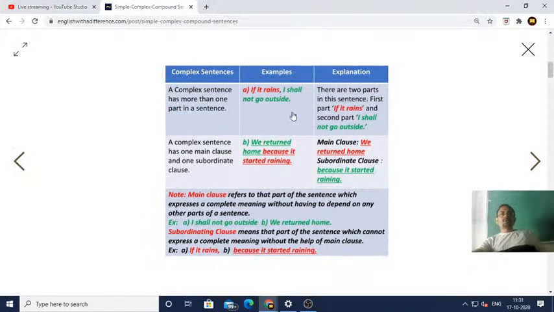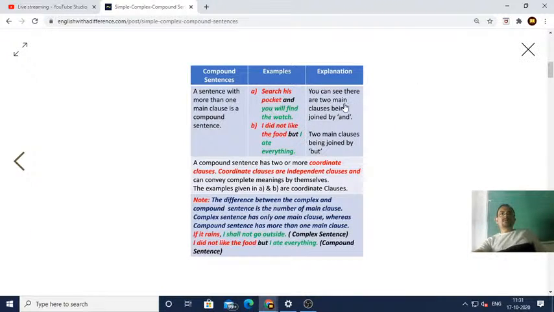Now let us proceed to the last type of sentence, which is compound sentence. So what is a compound sentence? Let's find out, dear students. Compound sentence: a sentence with more than one main clause is a compound sentence. More than one main clause.